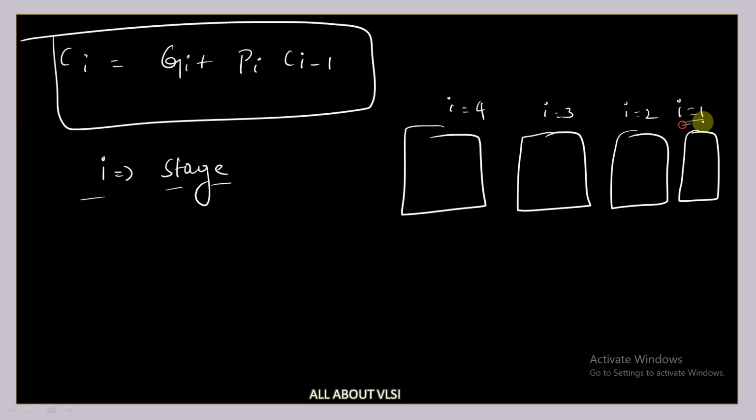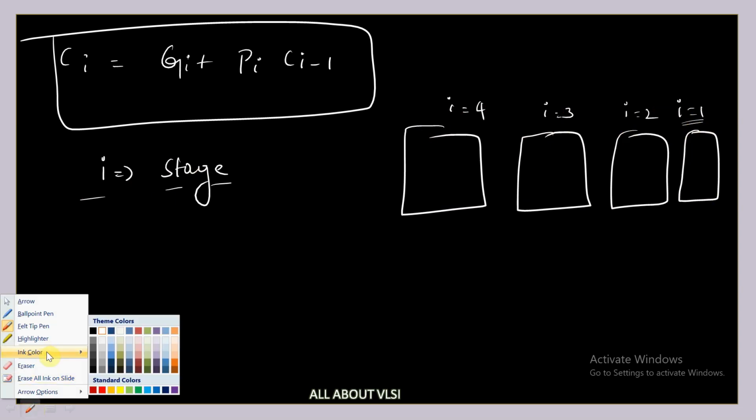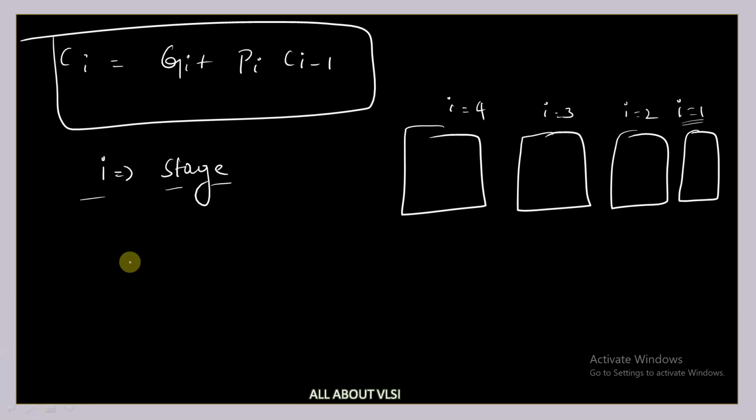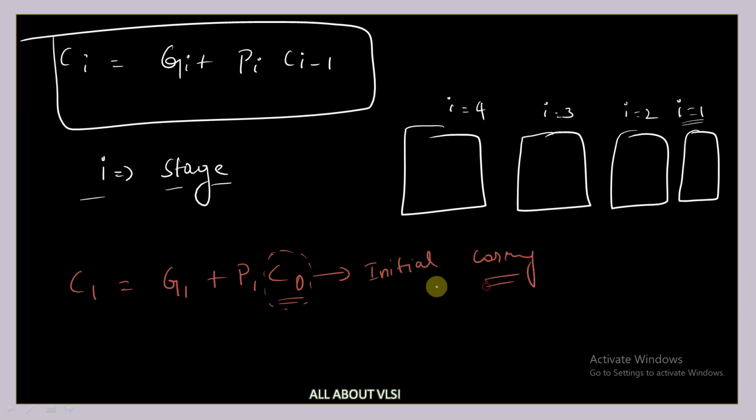If we want the first stage carry, we are going to substitute i = 1. That is C1 = G1 + P1 * C(1-1), that is C0, which indicates your initial carry. This is your initial carry.